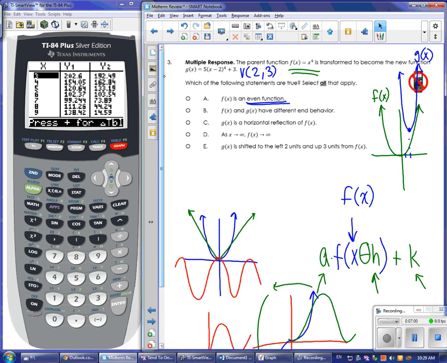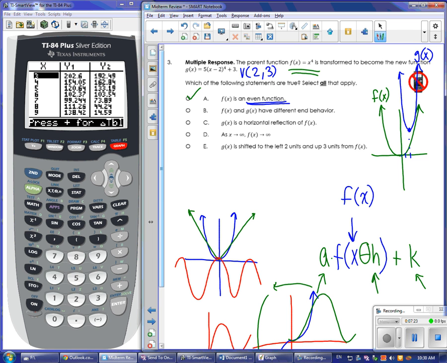So as long as I'm talking about my function, f of x is an even function. Remember, f of x is my green graph, and if I fold it along the y-axis, it does land back on itself. So that is true. If it said g of x is an even function, that would not be true. It is an even-powered function, but it's not an even function in general.